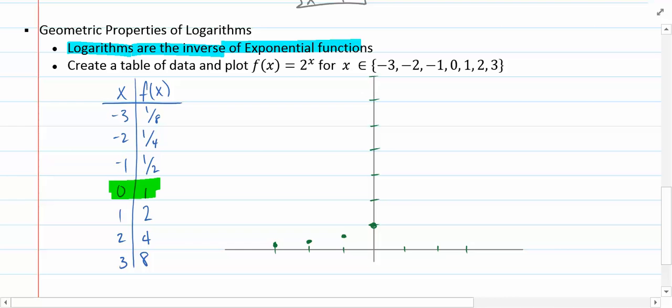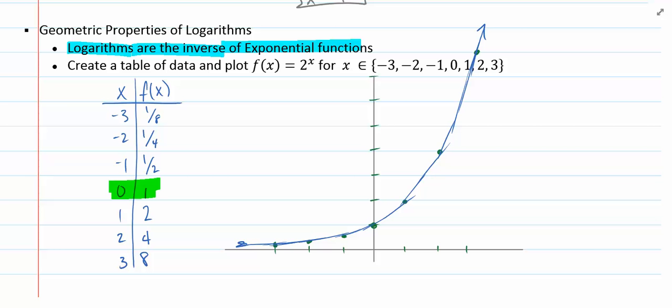At 1, we have a value of 2. At 2, we have a value of 4. At 3, we have a value of 8. So we have all of these points establishing the shape of this plot. And if I put it together here, we have a curved line that looks like this. So again, this is our graph of the exponential function.